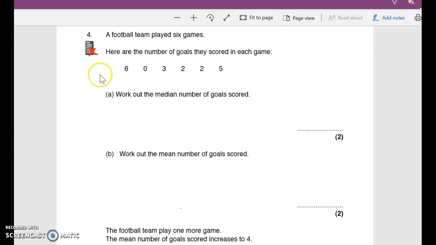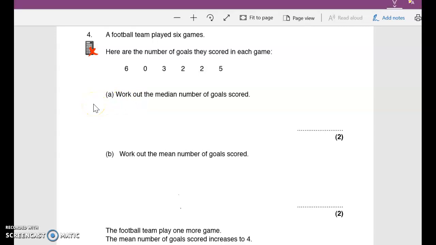As you notice, this is a non-calculator one. So we've got 6 games. These were the goals scored in each of the games. So they're asking for the median. This time we need to make sure we put these in order to be able to find the median, which is the middle number.